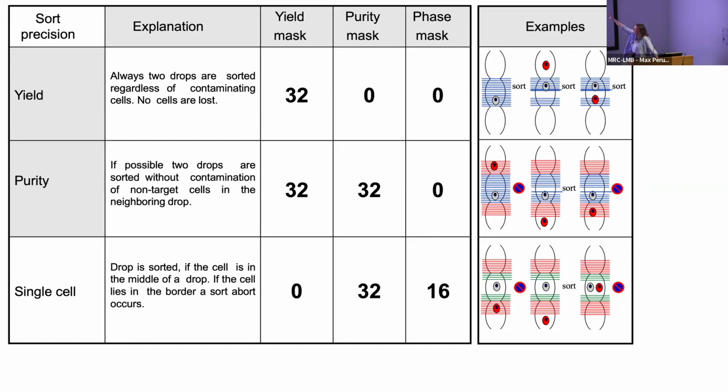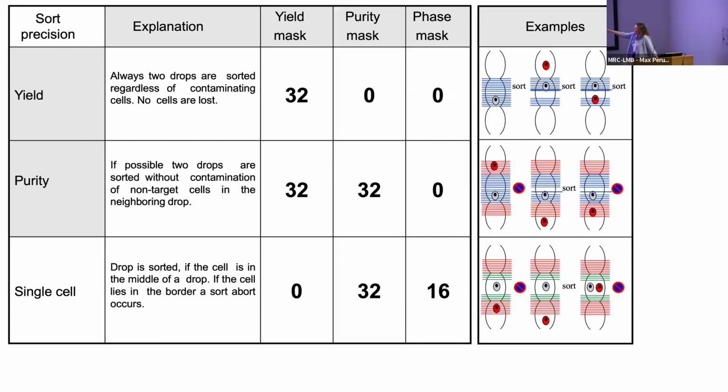And the same goes for the other side here. So you can see in the middle case, the non-target particle is outside that purity masking, so that means it will actually be sorted. And then finally, in the single cell mode, it will only sort the cell if the target particle is placed in the center of the drop. If it's not in the center, it won't sort it.